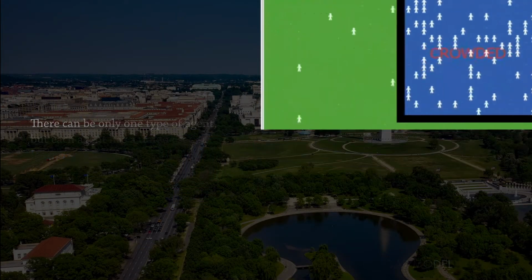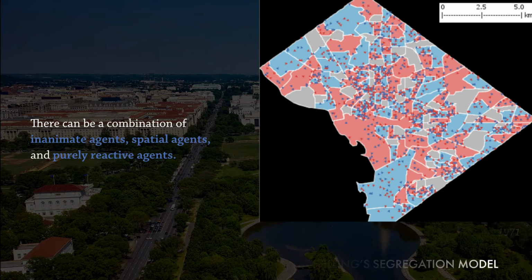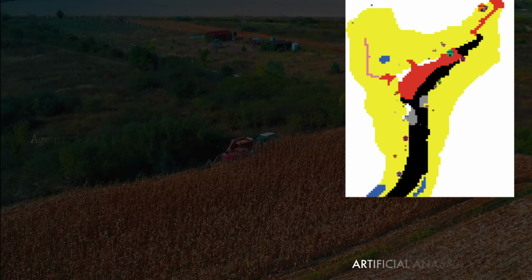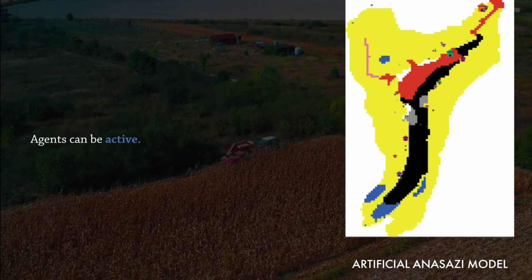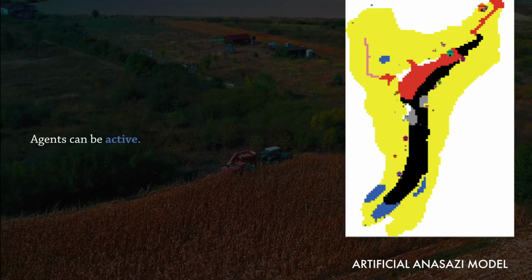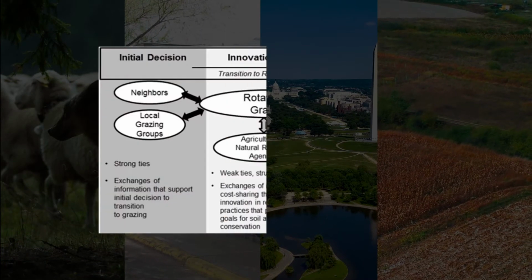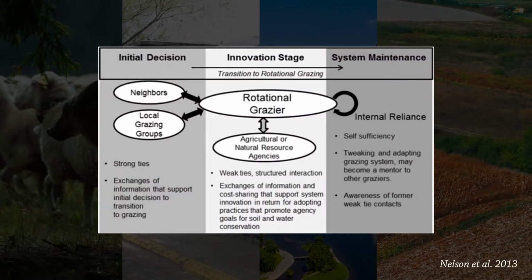Or in this example application of Schelling's segregation model, there can be a combination of inanimate spatial objects, such as these districts and neighborhoods, which track the racial composition of their residents, and purely reactive resident agents that move between neighborhoods based on the composition of their neighbors. Or agents can be active, choosing among several different locational, crop, and water use options in response to changing environmental conditions, like in the artificial Anasazi model. Finally, you can have a combination of all these different types of agents in the same model, such as Nelson et al.'s rotational grazing ABM.